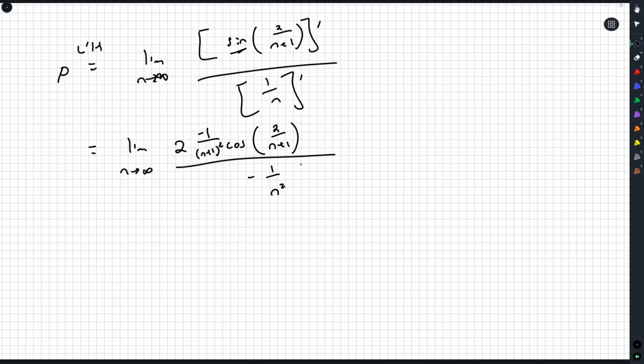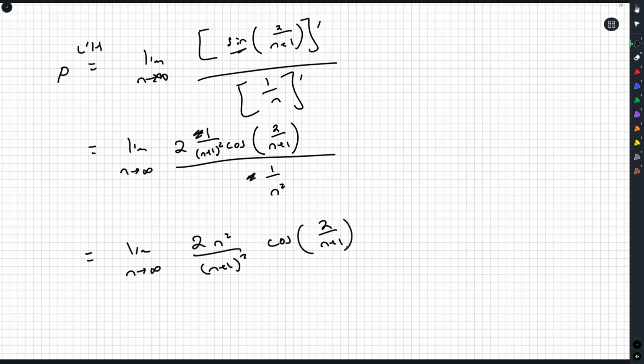Now, before we go any further, we should try and simplify this a little bit. Anytime you use L'Hopital's rule, you should then try and cancel things out, rearrange, rewrite, and simplify. Otherwise, it is possible with L'Hopital's rule to get stuck in sort of loops. The minus signs will cancel. You can divide by 1 over n squared by multiplying by n squared up top. And then we've got the cos of 2 over n plus 1.